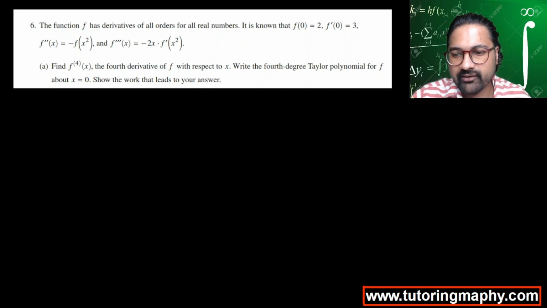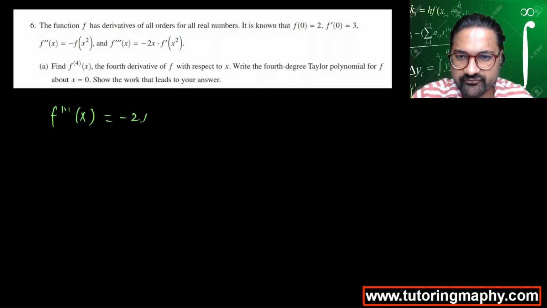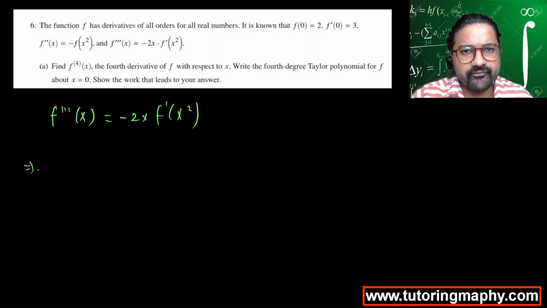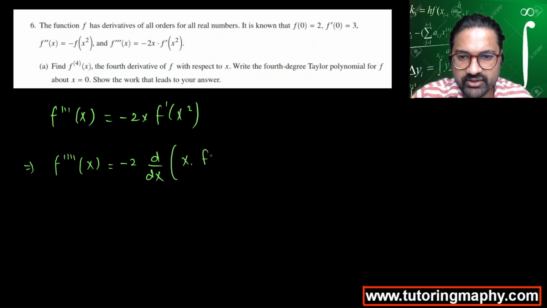Okay, let's work on the fourth derivative of f. Obviously, I'm going to start with the third derivative, which is already given in the question as negative 2x times f prime of x squared. I'm going to take the derivative on both sides. Of course, negative 2 comes out because that's a constant. I'm going to write d over dx of x times f prime x squared. Why am I writing it like this? Because you have to use the product rule.